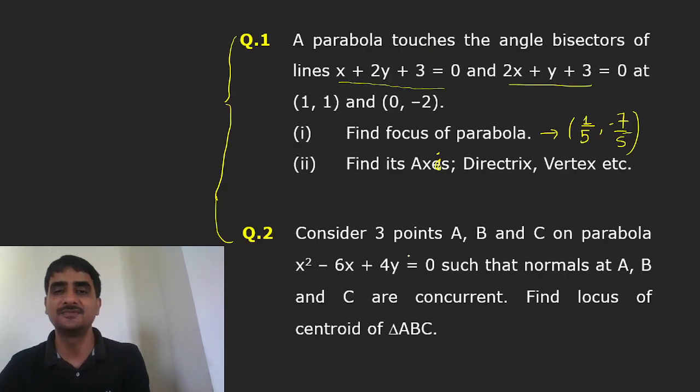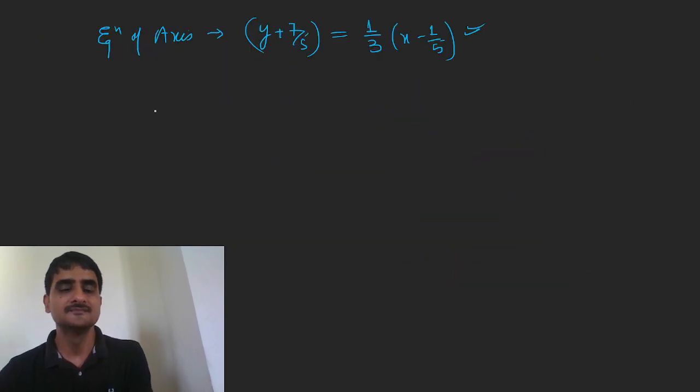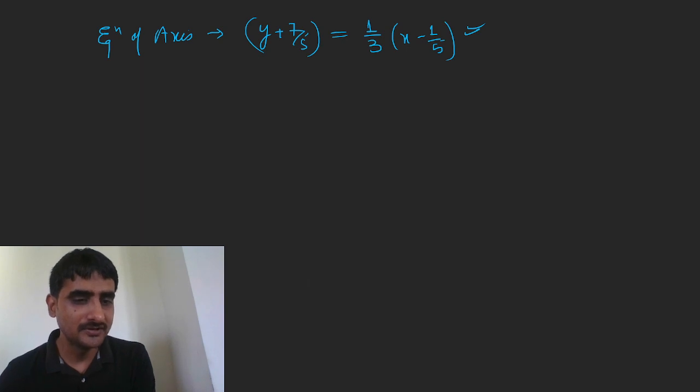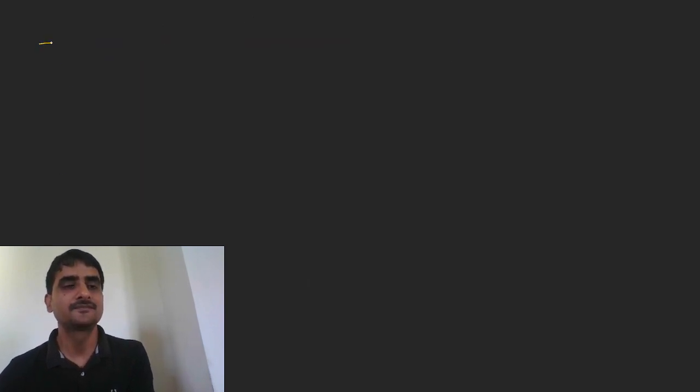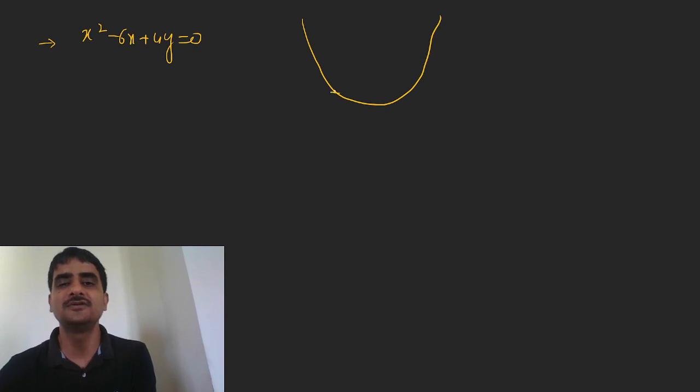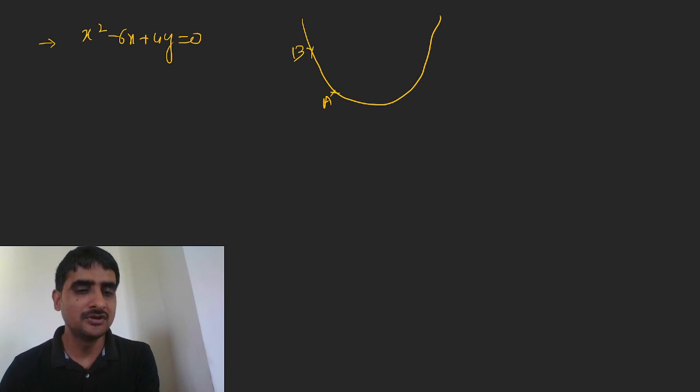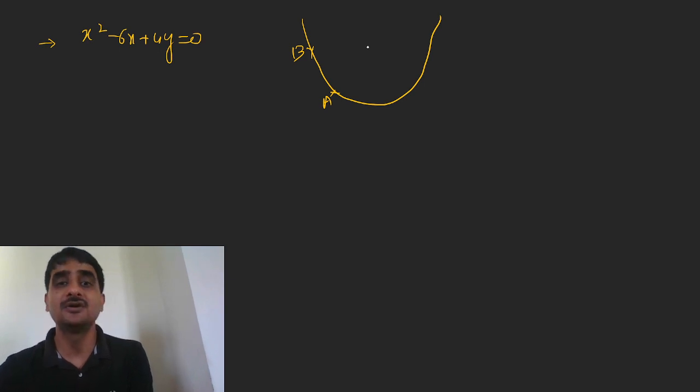We used so many properties of the parabola. Now let's move to the second one. Consider 3 points A, B, C on the parabola x square minus 6x plus 4y equal to 0. It's a vertical parabola. There are 3 points on the parabola A, B and C, such that normals drawn at these 3 points are concurrent.